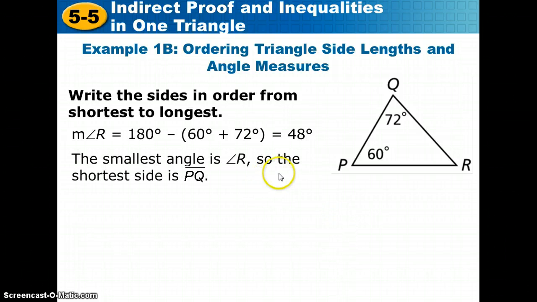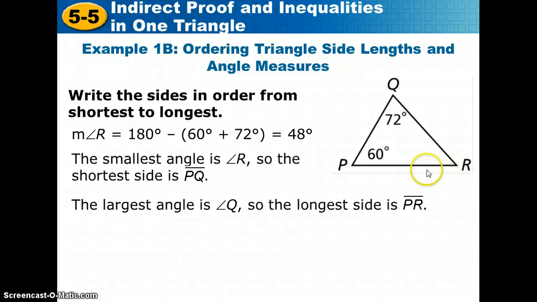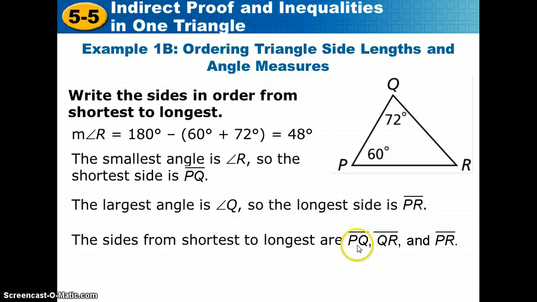And so the smallest angle is R, so the shortest side has to be across from R, PQ. The largest angle would be Q, 72 degrees, so the longest side is PR. So the sides, in order from shortest to longest, would be PQ, QR, then PR.